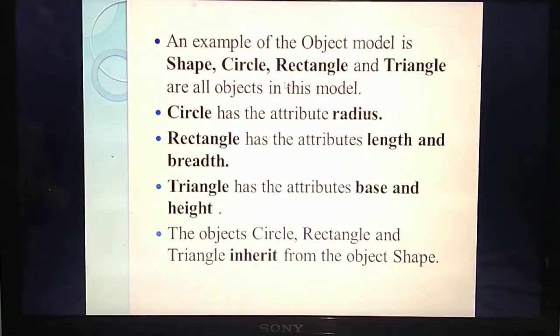So how many objects are there? Shape, circle, rectangle and triangle we can say are objects. What are the attributes? The circle has radius, the rectangle has length and breadth, the triangle has base and height. All the things inherit from which one? Shape. What do you mean by inheritance? Circle comes under shape, rectangle also comes under shape, triangle also comes under shape. Each will have the properties of shape, that means get area and perimeter. It will have the inherent characteristics of shape.